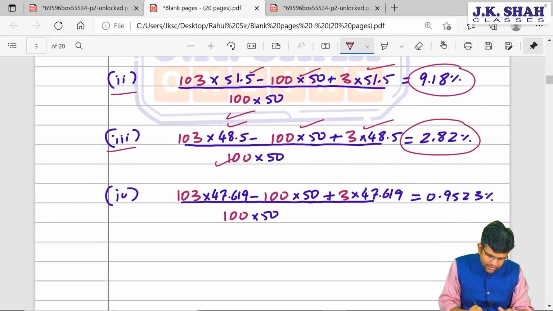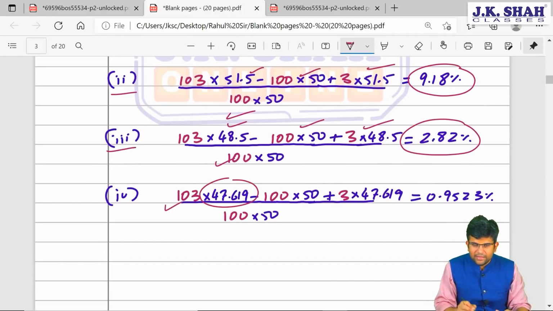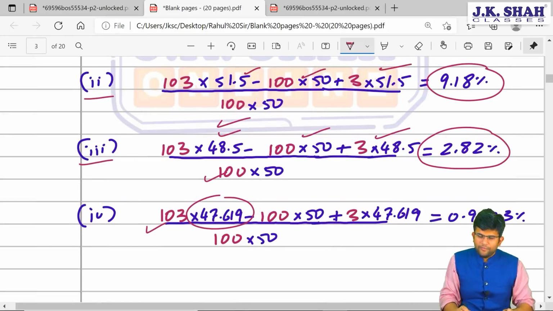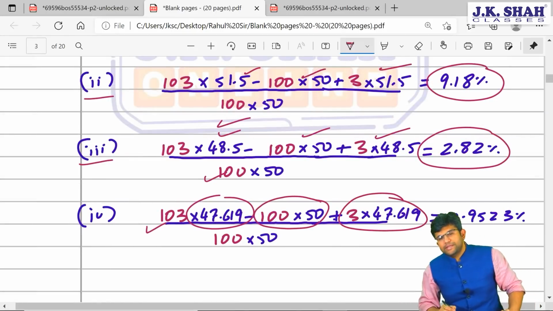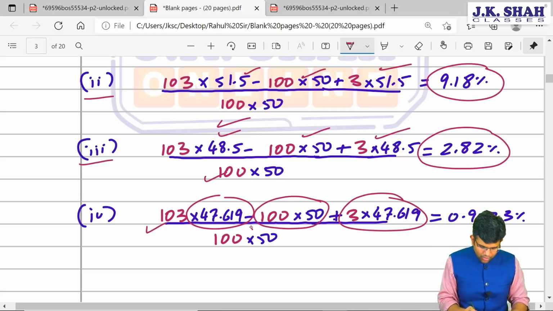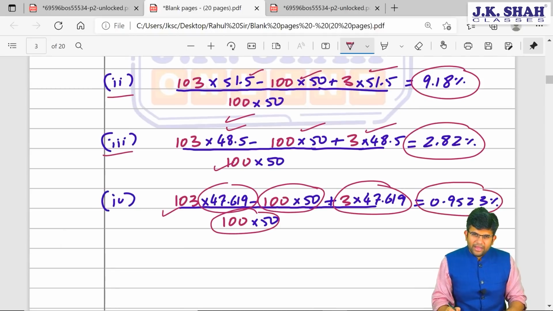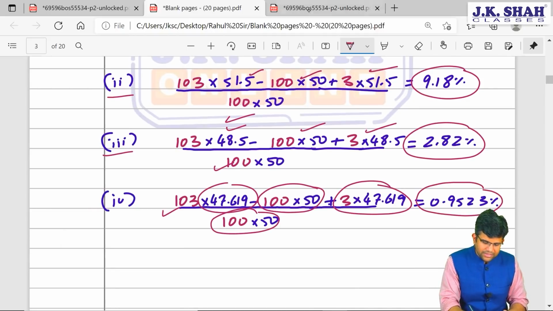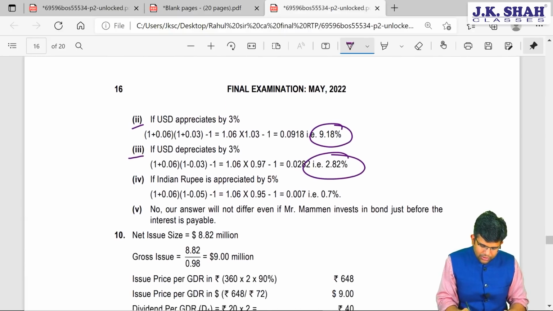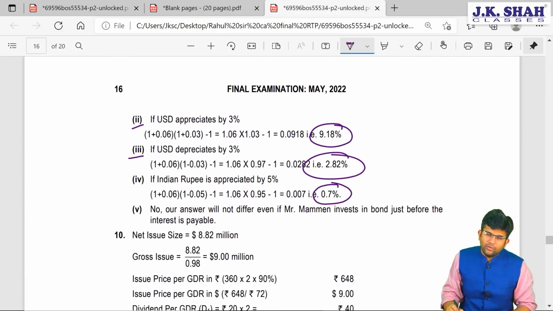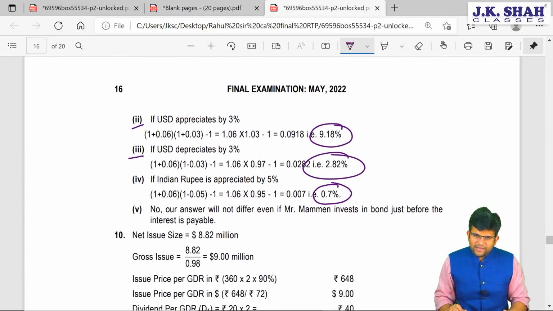And children, here 103 into 47.619, the new rate, minus 100 into 50, correct, plus 3 into 47.619, that is the new rate, the whole upon 100 into 50 into 100 will give you 0.9523%, correct. This is a return, right? The return you're getting is 0.9523%. Now if you check institute solution, they are not getting 0.9523, they're getting 0.7%.